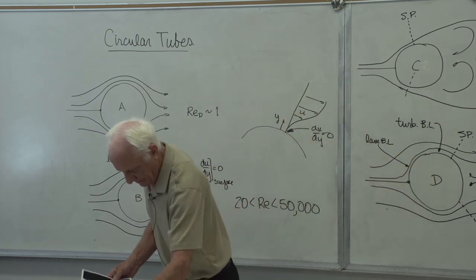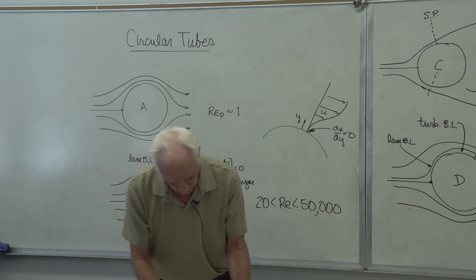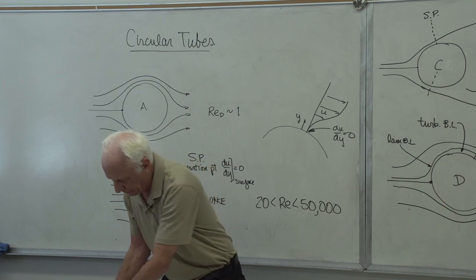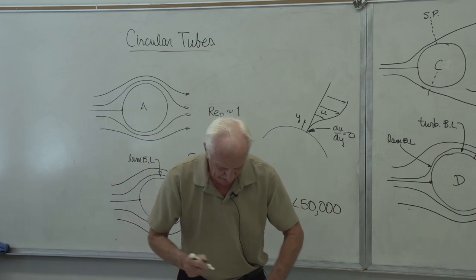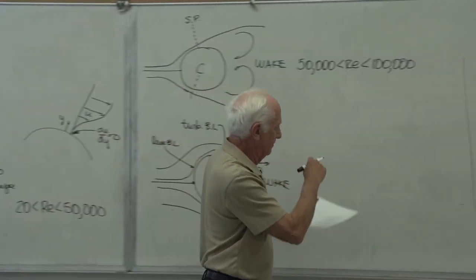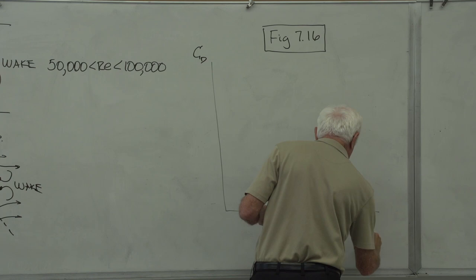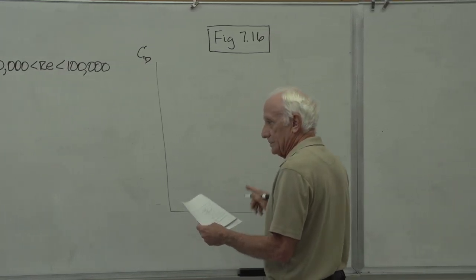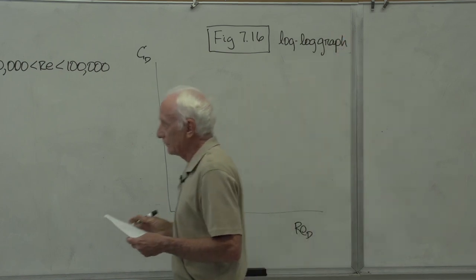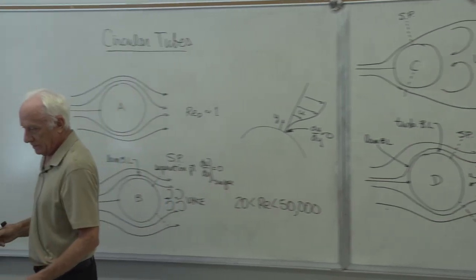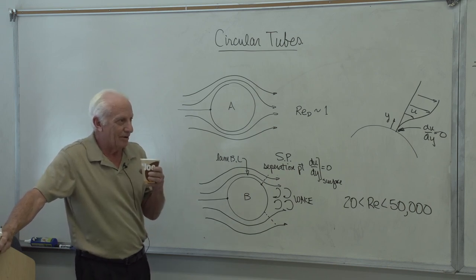Okay, so there is our picture. I'll put it on the board too, but just so you have one in your hands. We're going to only consider smooth for the picture on the board here. C sub D is plotted here, Reynolds number plotted here. It's a log-log graph. What's the Moody chart? It's a log-log graph. What's the flat plate skin friction? Logarithmic. What's this guy? Log-log graph.